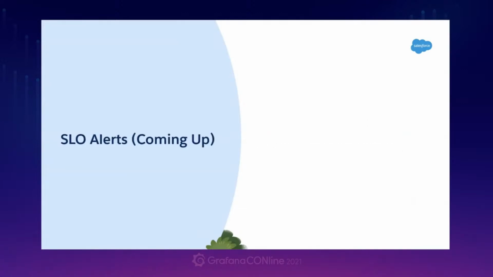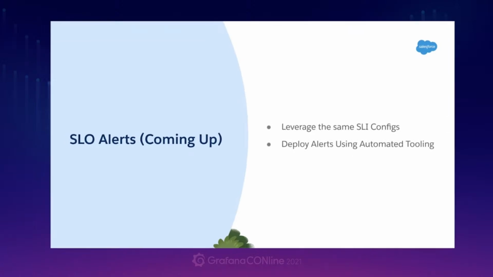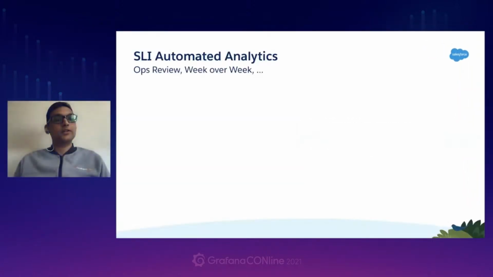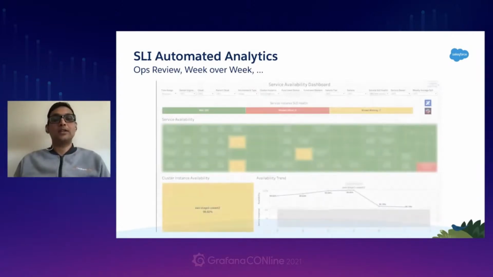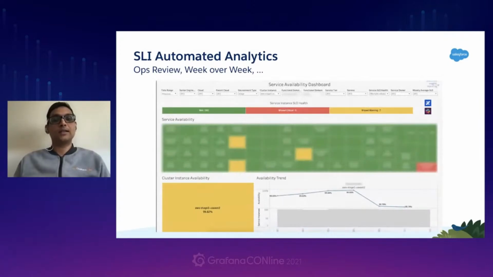And these same configs are used to set up SLO-based alerts, which the feature is coming up. And then we deploy all these alerts using automated tooling, which our colleague is going to talk about in a bit. And the same configs are used to generate the automated analytics for ops review discussions week over week. As you can see, service owners can see the service instances that are missing SLOs. They can analyze the trend of service health week over week here.